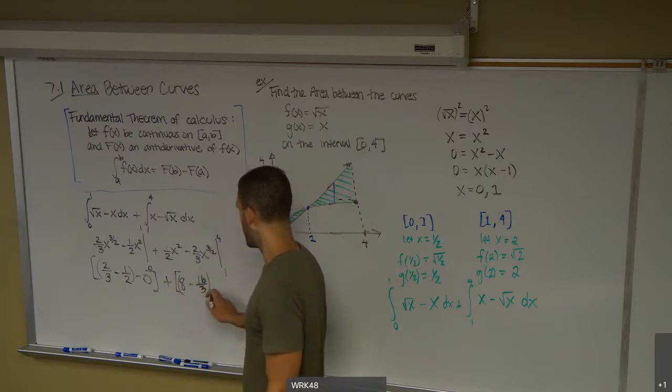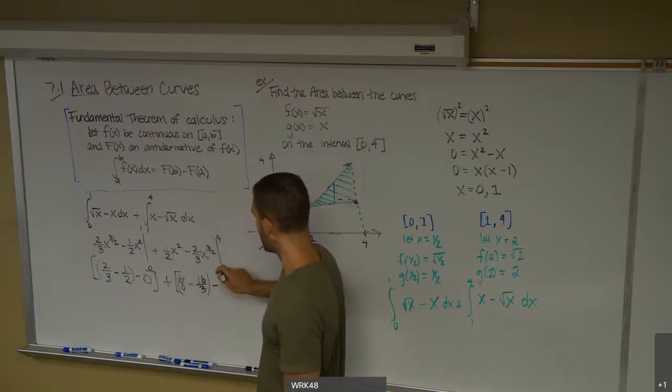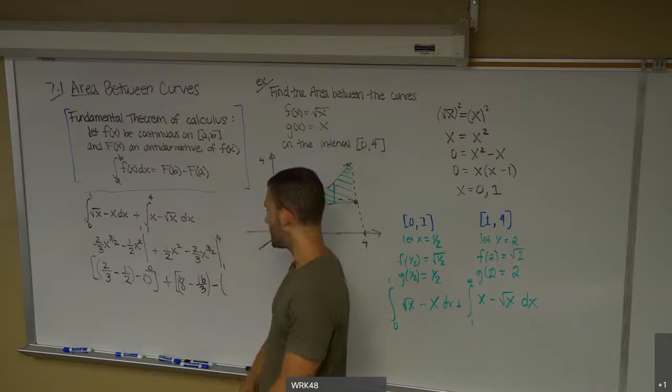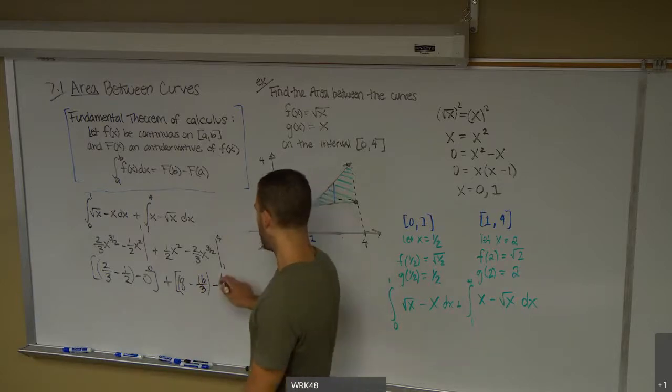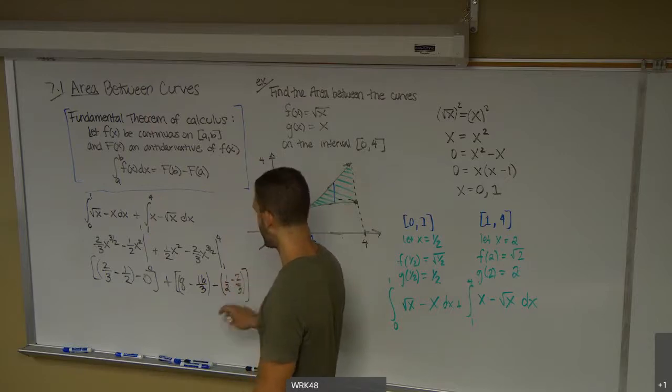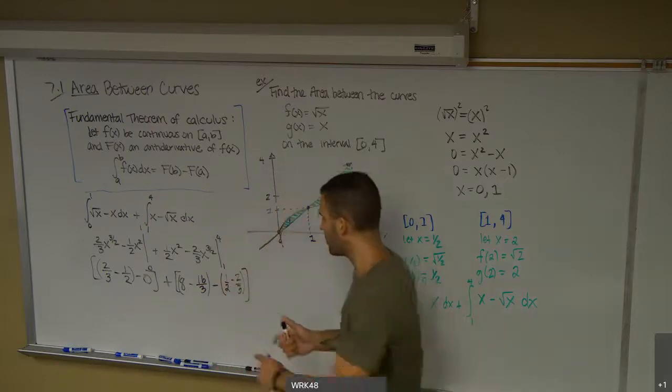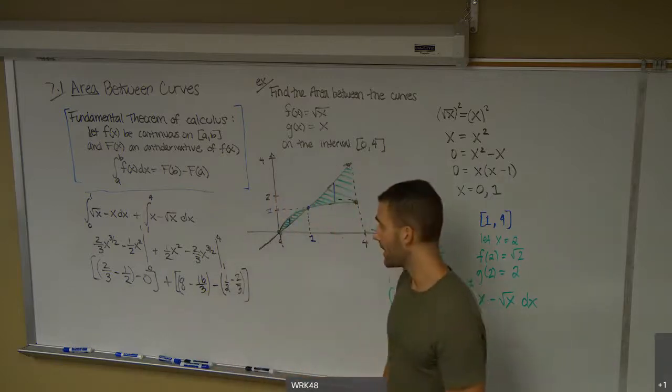So that's plugging in 4, minus. Now again, we're not plugging in 0 here, we're plugging in 1. So be careful, there's a second value here, minus. Plugging in 1, we get 1/2 minus 2/3. And so my second definite integral will give me this number, this difference.